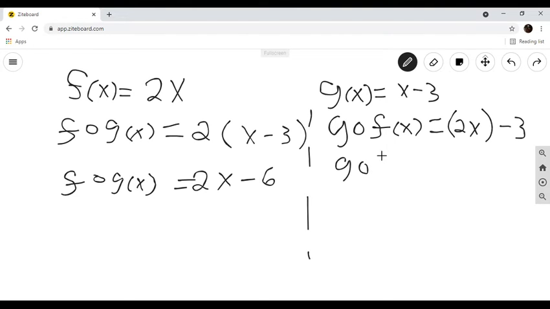And now we have g composed of f of x is equal to 2x minus 3. Okay, so yes, indeed, f composed of g and g composed of f in this case happen to be different.